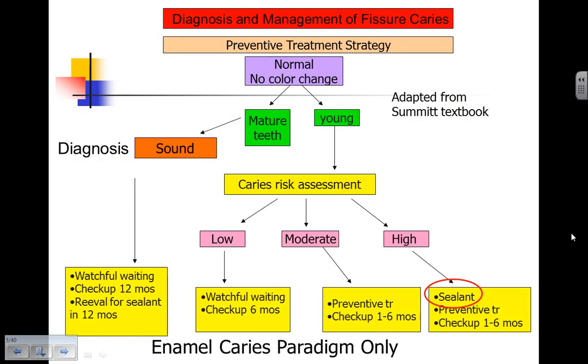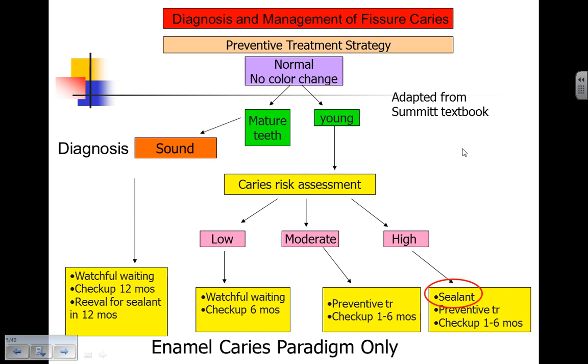And so we take a look at how do we make these decisions? How do we treat? How do we design our preventive treatment strategy in the diagnosis and our management of fissure caries? This line drawing, as complex as it is, was adapted from your Summit textbook. And it really refers to the decisions that we make, and here we're looking at the enamel caries paradigm only, what's happening within the enamel. And we break it into several different categories.